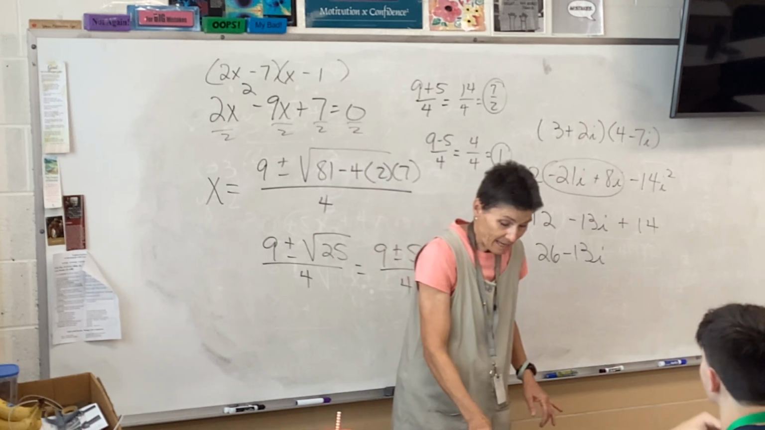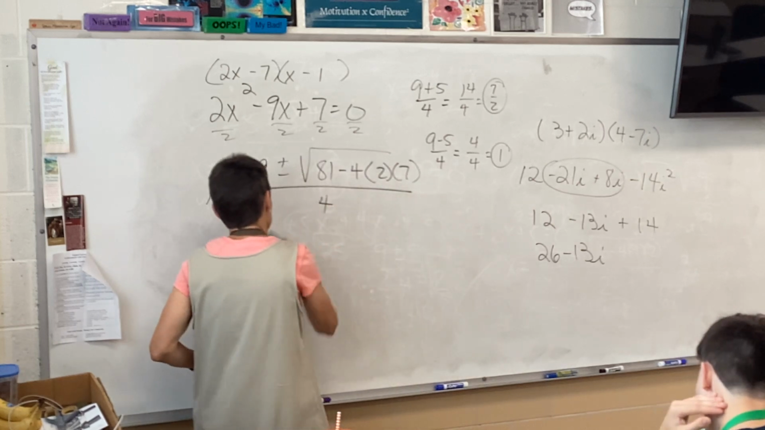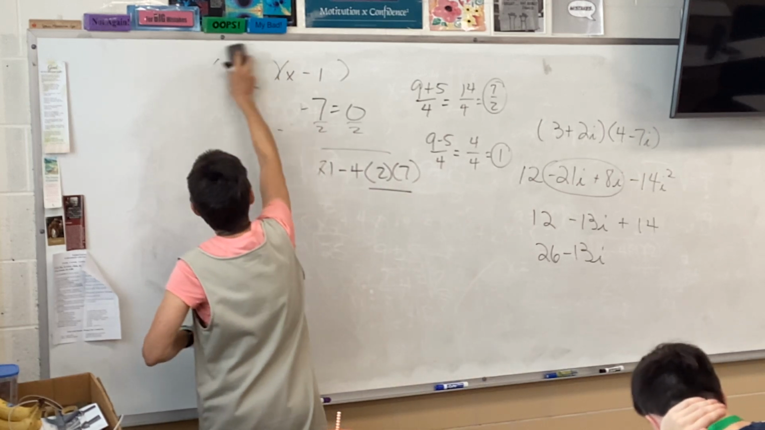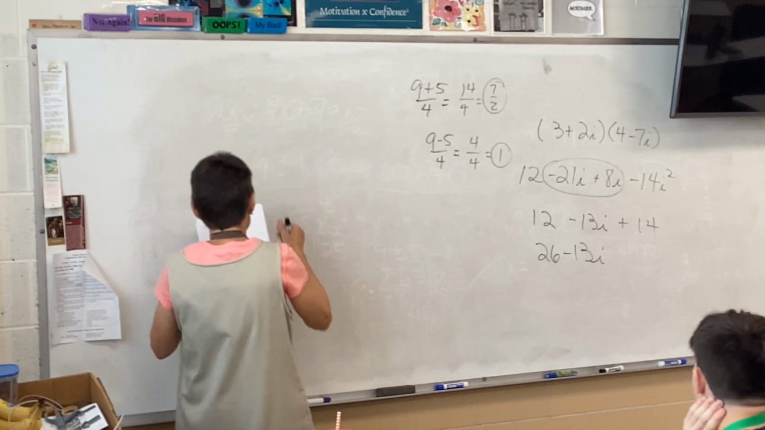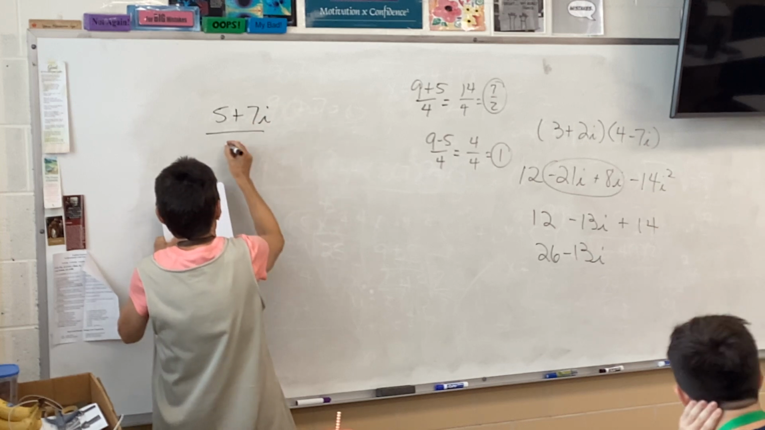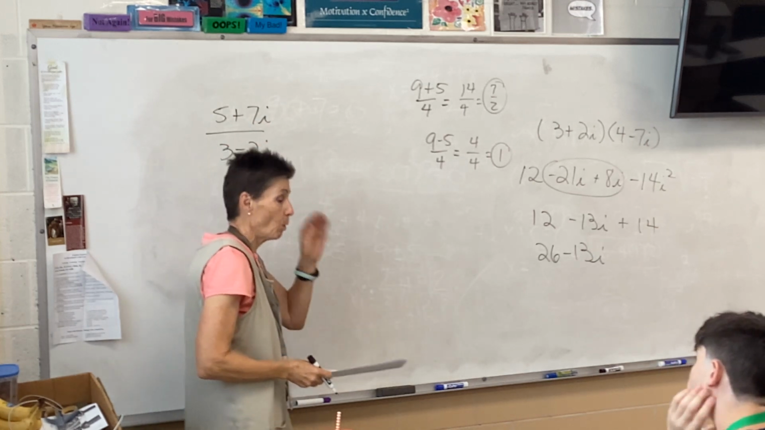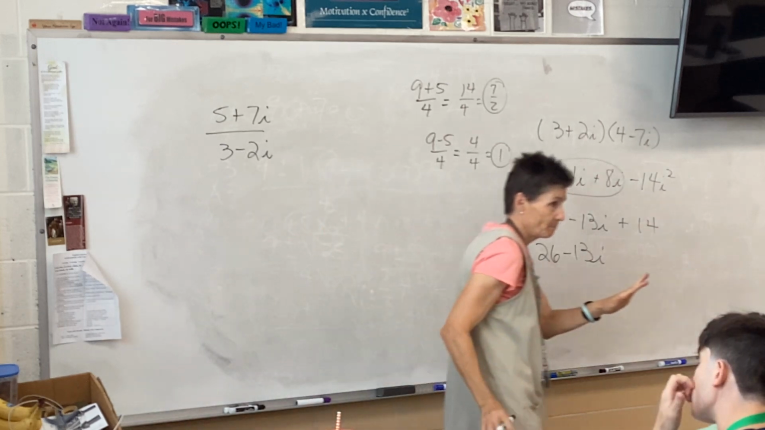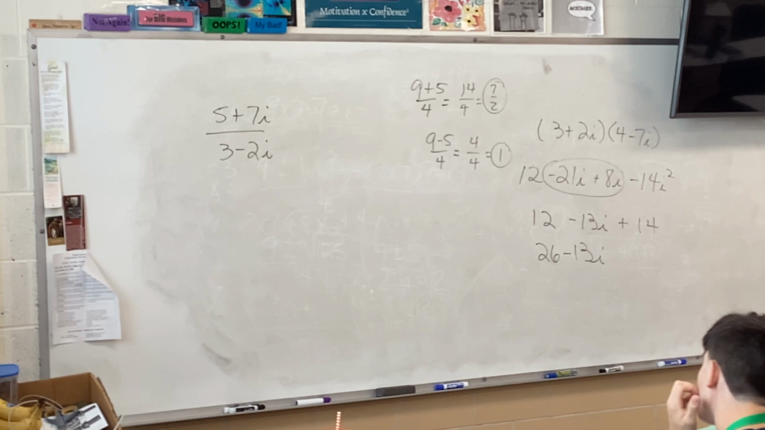All right. Now, B, we did one like it as the very first problem today. So I'm going to get you started, but I want you to do the work here, see how far you can get with your partner. We have 5 plus 7i over 3 minus 2i. Now, first of all, what's wrong with this problem? You have an i on the bottom. Okay?